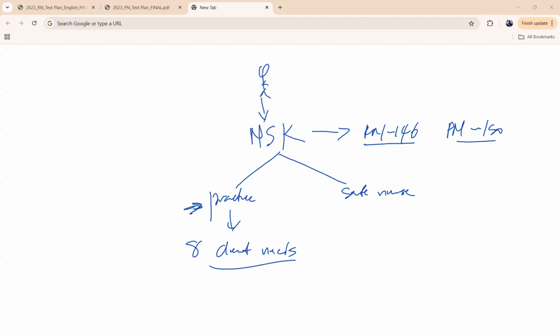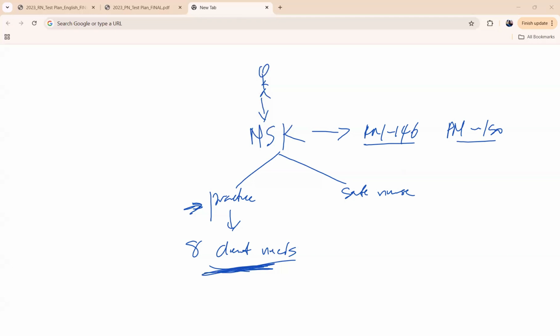That is the same way you need to know the 8 client needs. Yes, you need to know them because you need to identify, okay, this particular question is a management of care question. So because it's a management of care question, this is how we should answer this kind of question. Oh, this is a safety and infection control question. So because this is a safety and infection control question, this is how we should answer these questions. Right, this is reduction of risk. The names of those client needs, right?